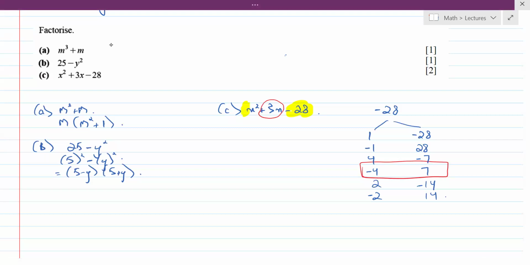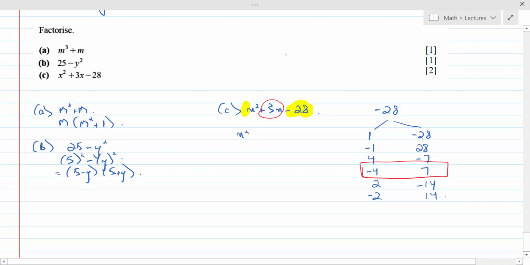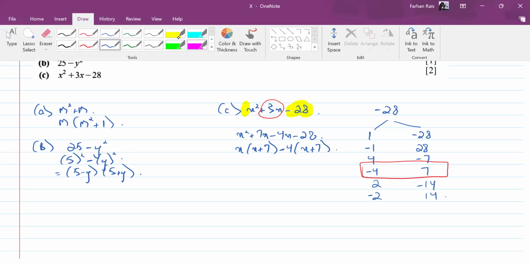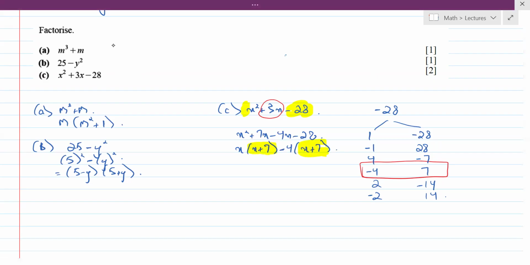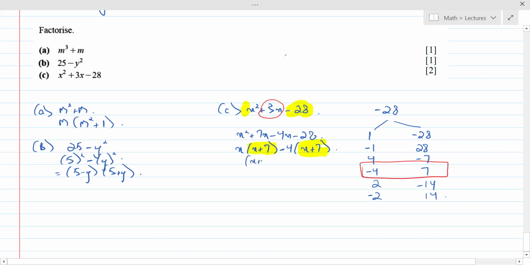So middle term would be broken down as x square plus 7x minus 4x minus 28. And now you look for taking common. For the first two terms, x is common, so it would be x plus 7. For the later two terms, it's minus 4 common. So again, x plus 7 is there. And finally, x plus 7 is a common factor for the two terms. So x plus 7 would be taken common now. It would be x plus 7 into x minus 4.